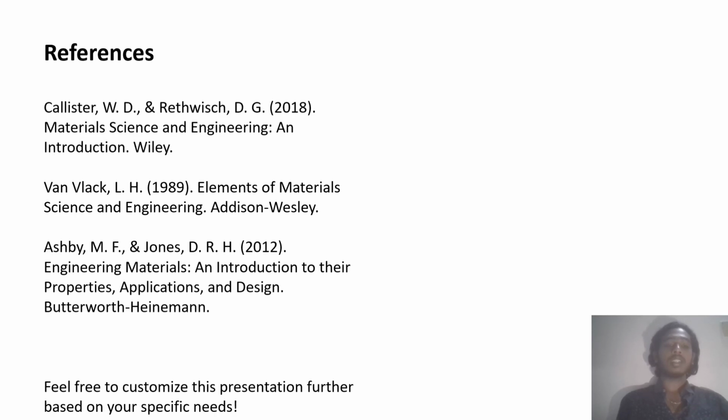For reference, these are the books written by Callister W.D.: Materials Science and Engineering: An Introduction, and The Elements of Materials Science and Engineering.